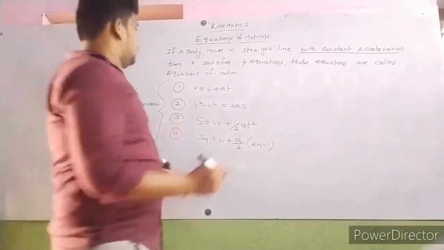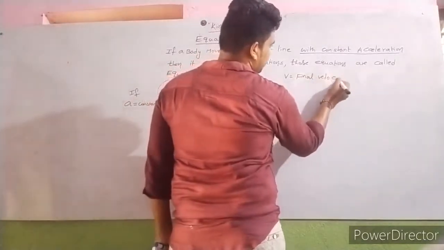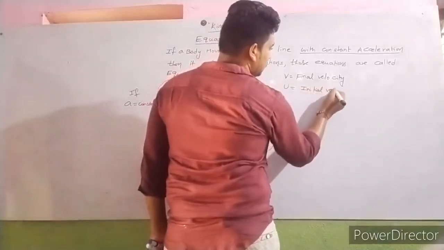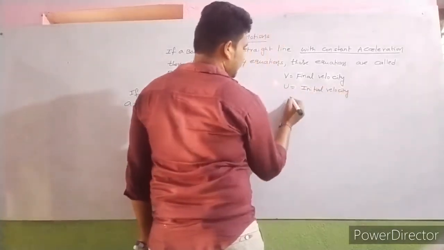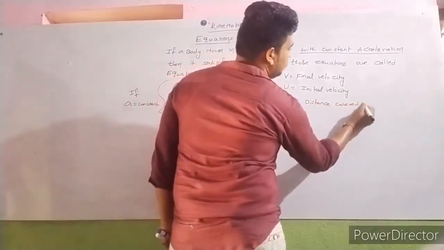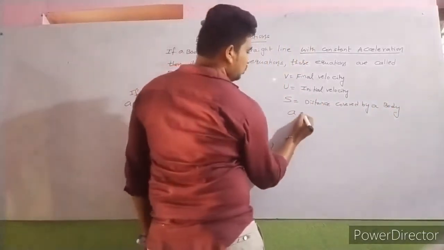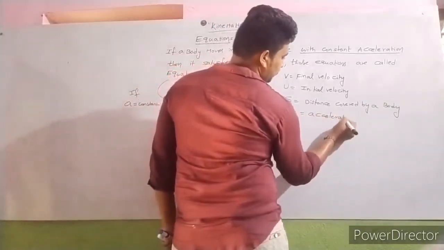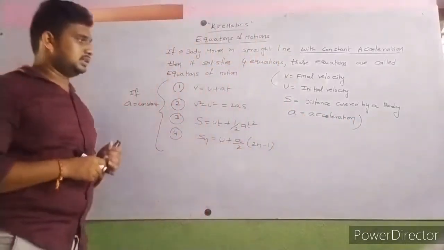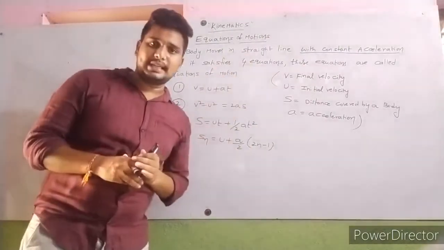Here v is the final velocity, u is the initial velocity, s is the distance covered by the body, and a is the acceleration. So these are the 4 equations and these are the terms v, u, s and a.